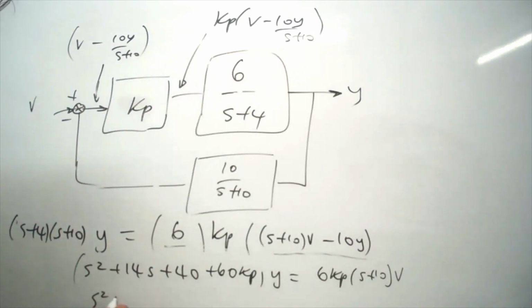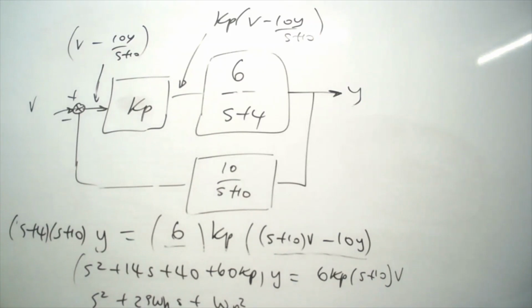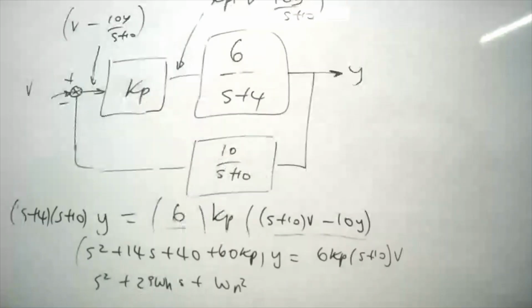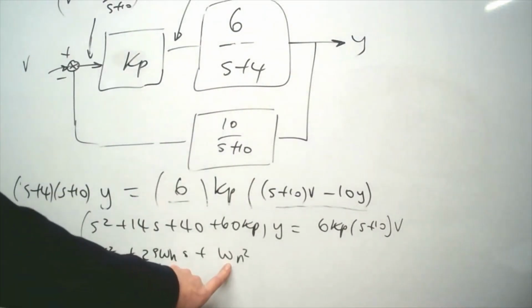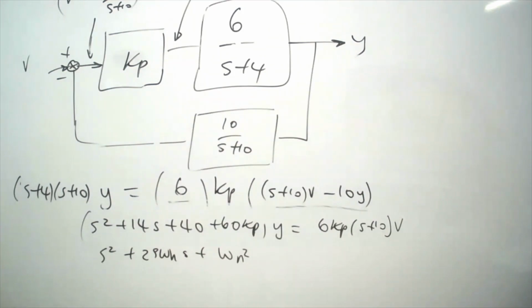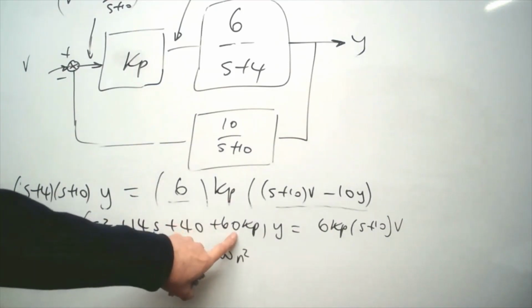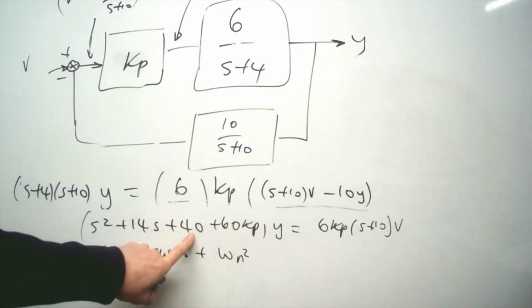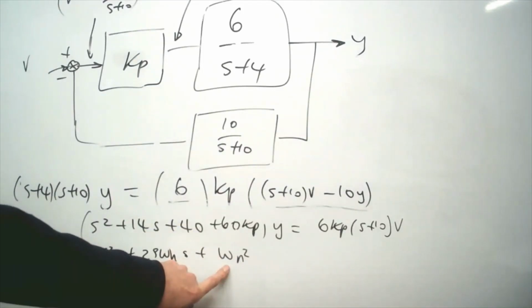This is the same as s squared plus 2 zeta omega n s plus omega n squared. And what I want now is for omega n to be 10. So omega n squared, I've chosen nice numbers for me, 10 times 10 is 100. That term there has got to be 100. But that term there is equal to 40 plus 60 Kp. So 40 plus 60 Kp has got to equal 100.